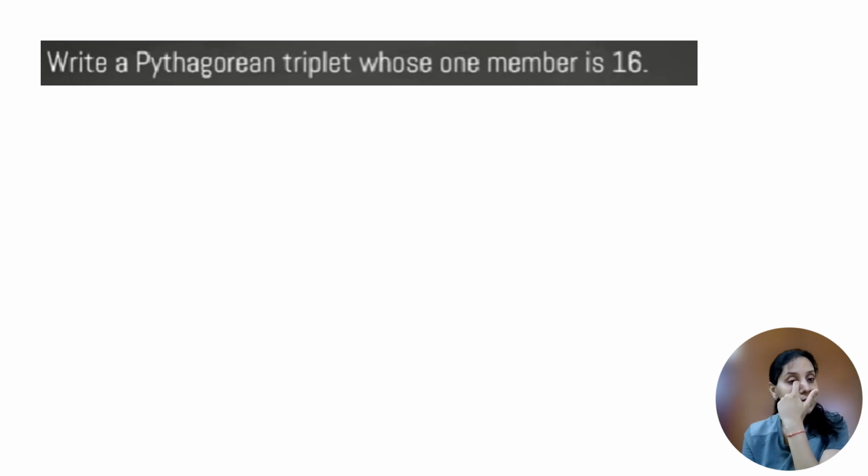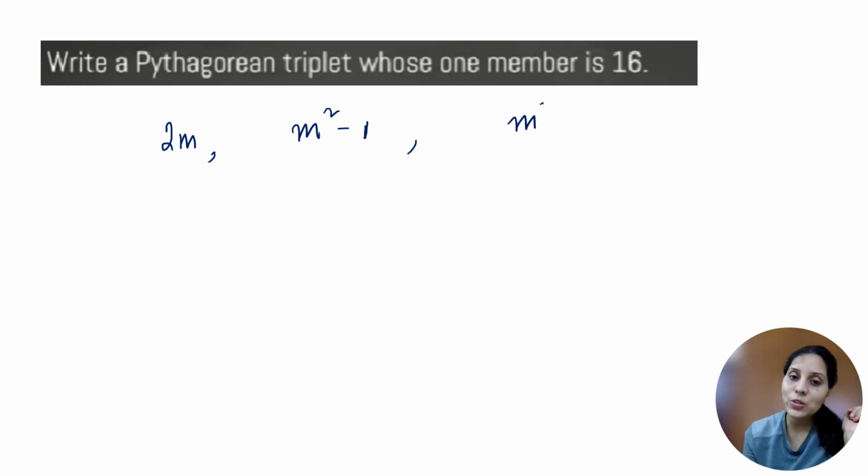Next question. Write the Pythagorean triplet whose one member is 16. Now for a Pythagorean triplet, you need to get those three numbers. What were the three numbers? 2m, m square minus 1 and m square plus 1. These are the three numbers which form the triplet. Here it is given one member is 16.